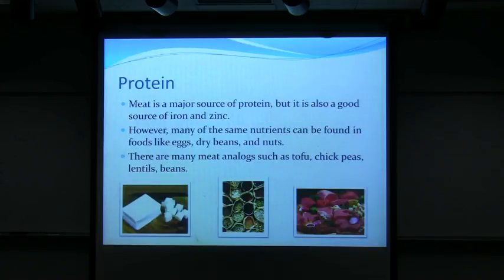Now back to protein. As we've said before, meat is a major source of protein, but it is also a good source of iron and zinc. That's not to say that all sources of protein come from meat, though. Obviously, if this were the case, there would be a lot of dead vegetarians. However, as I said, many of the nutrients can also be found in foods like eggs, dry beans, and nuts. There are many meat analogs, such as tofu, chickpeas, lentils, beans, and a whole lot of vegetables that are high in protein content.